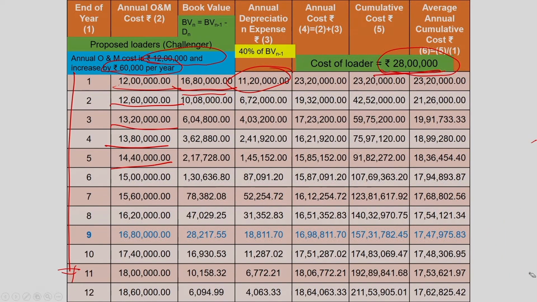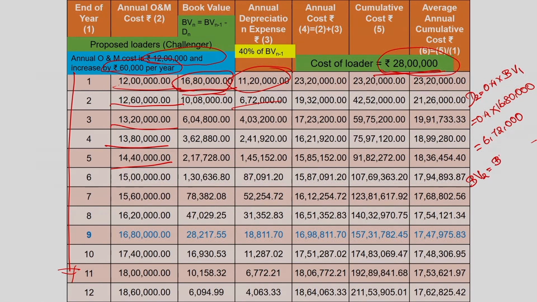So for the second year, the depreciation D2 is 0.4 into book value at the end of first year. So it's nothing but 0.4 into book value at the end of first year, which is how much? It is 16,80,000. So that gives me the depreciation for the second year as 6,72,000. Okay.